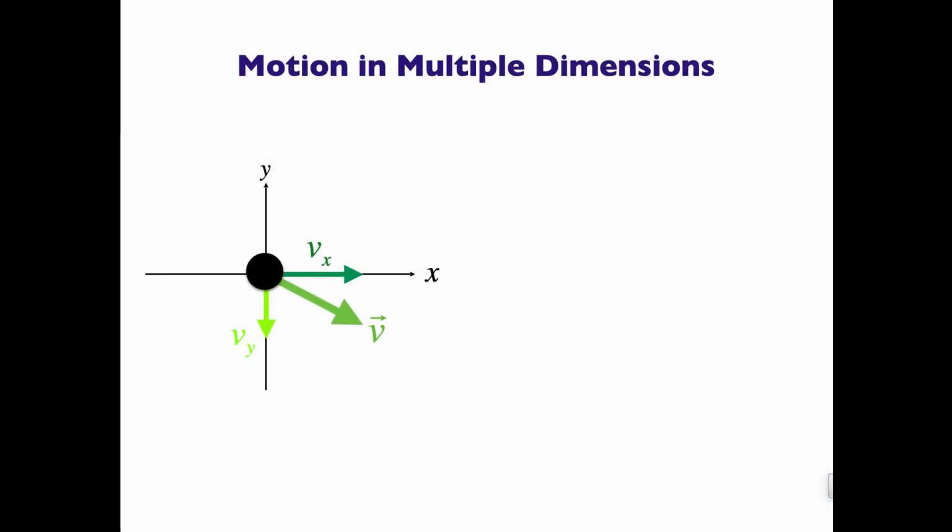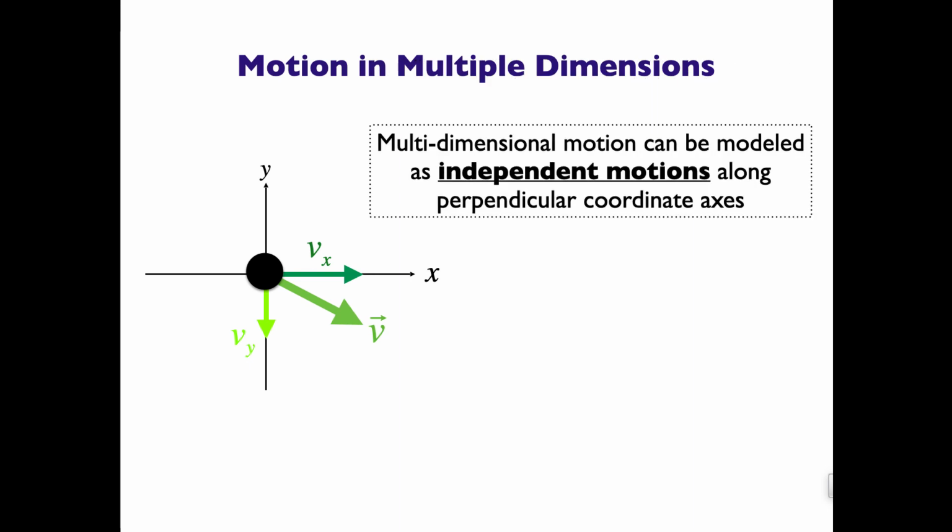If you want to plot these on an actual plot of x and y, then you can break any velocity into x and y. And remember, multi-dimensional motion can be modeled as independent motions, okay? So as soon as that thing got tapped, it didn't change anything about the motion in the x direction, but it did give it a slight amount of velocity in the y direction, which caused it to turn, okay?